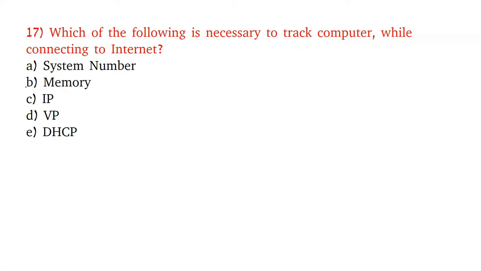A. System number. B. Memory. C. IP. D. VP. E. DHCP. The right answer will be C. IP, Internet Protocol.